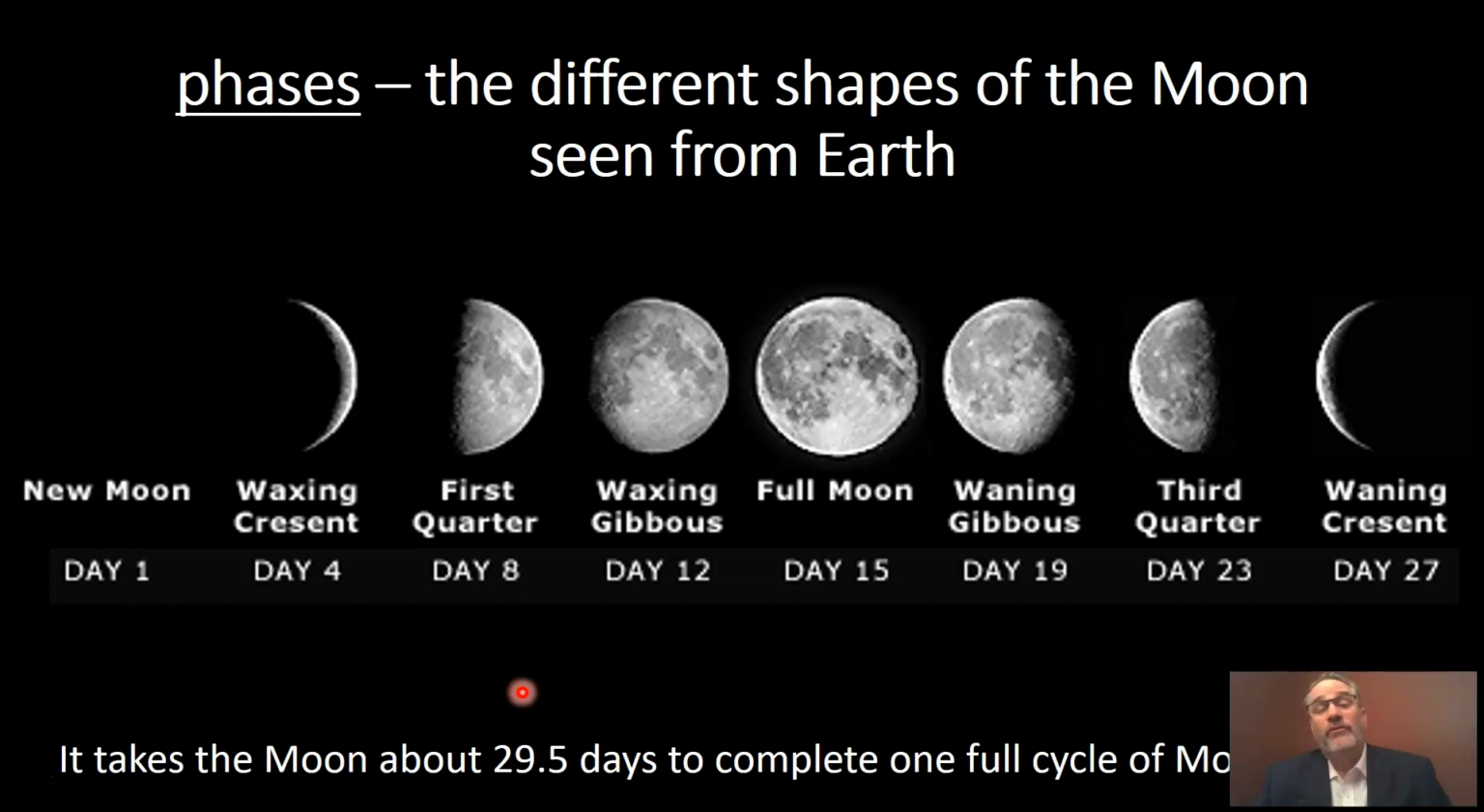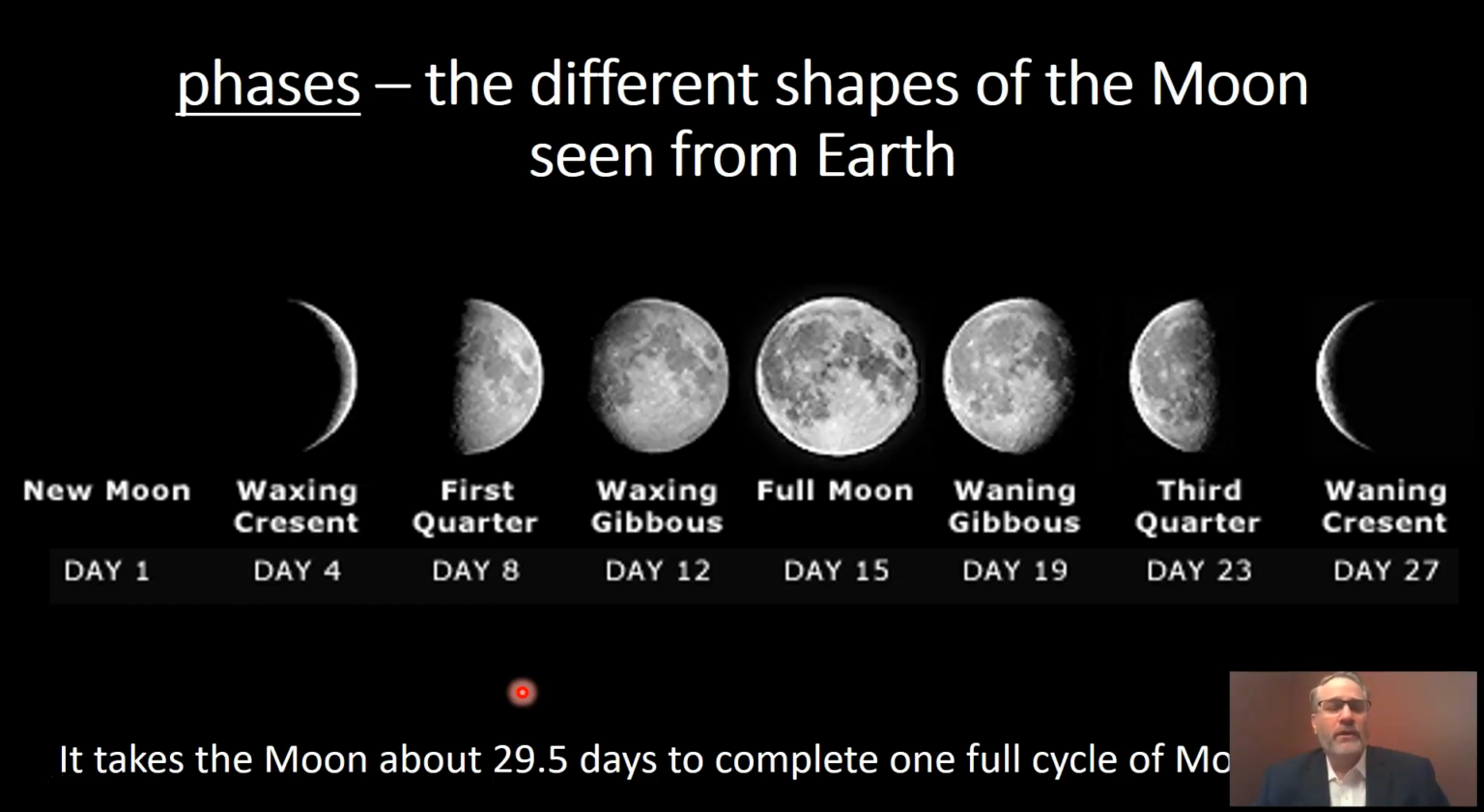So phases, when we say phases, we of course just mean the different shapes of the moon that we see from Earth. Some of those phases are new moon, something called waxing crescent, and we have first quarter, which is strange because it looks like to me half of the moon is lit, not a quarter. Waxing gibbous, full moon, waning gibbous, third quarter, and waning crescent.